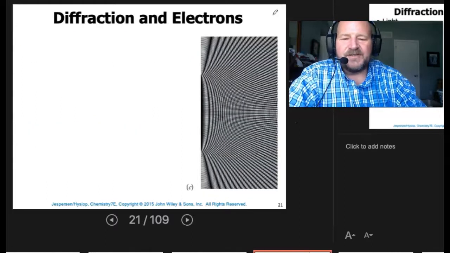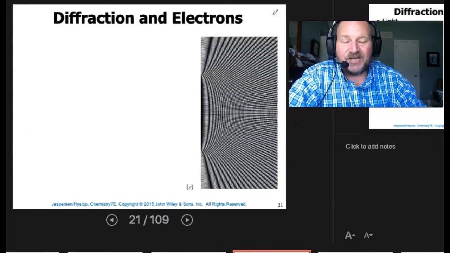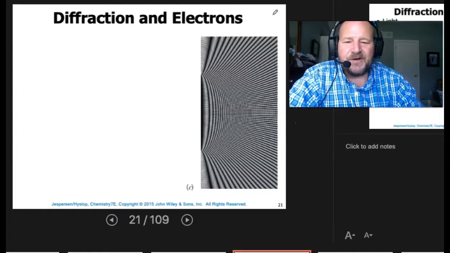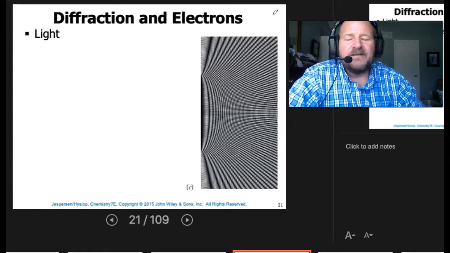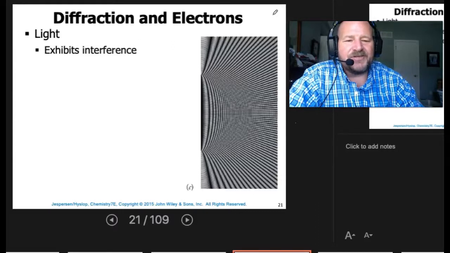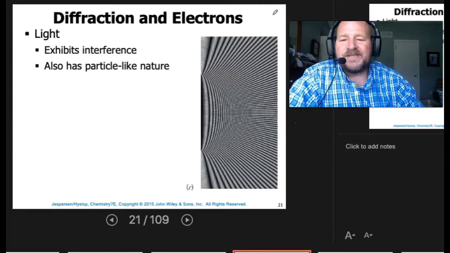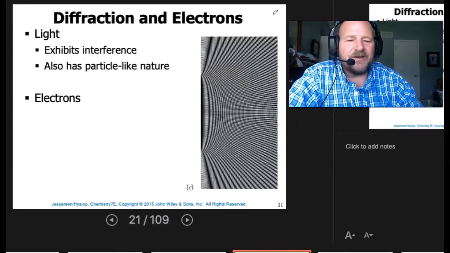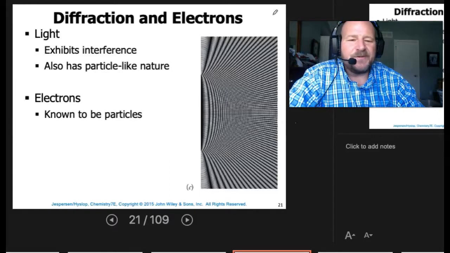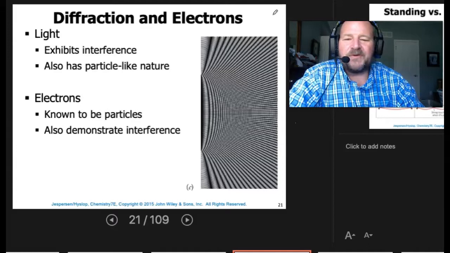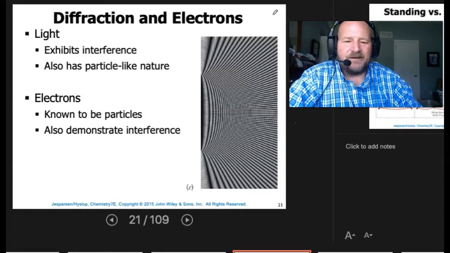All right, so the next experiment we're going to look at is the diffraction of electrons. So this is going to be pretty neat. Light will exhibit interference, but it also has a particle-like nature. And because it has a particle-like nature, we can look at electrons. We know they're known to be particles, but they're also going to demonstrate interference the way light does. It's called the double slit experiment here.